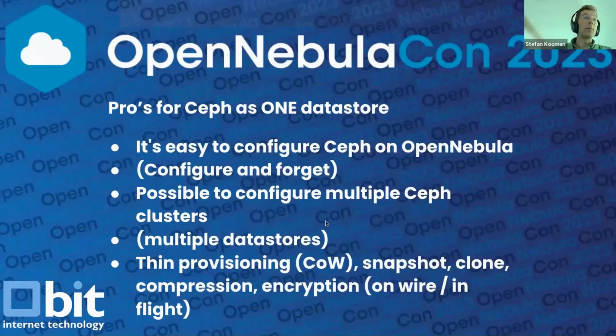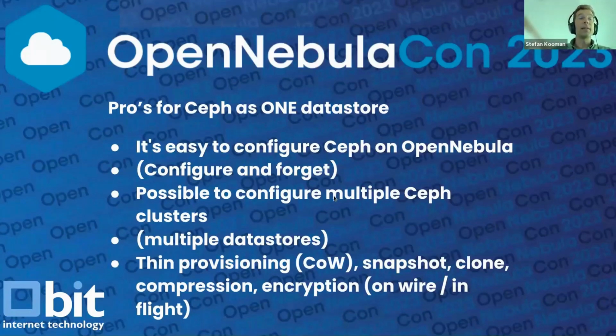So why would you want to use Ceph as an OpenNebula data store? It's really easy to configure, and there is a great how-to in the OpenNebula documentation. You just have to configure it once, and then you can basically forget about it. I've literally never touched it again. So that's great.